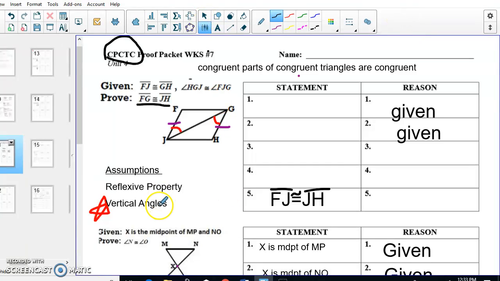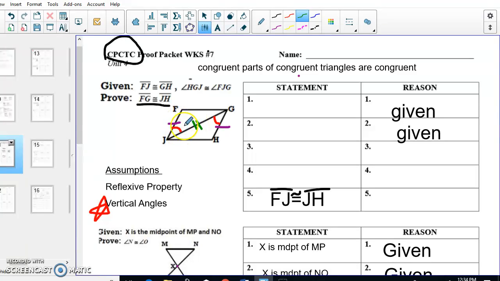So, real quick, jumping in, here's my given information, and I know that the only thing here, I don't have vertical angles, but I do have this shared line. Remember, that's what we look for with a reflexive property. So I can say that JG is congruent to JG by reflexive property, and now I have two congruent triangles here and here by side, angle, side.